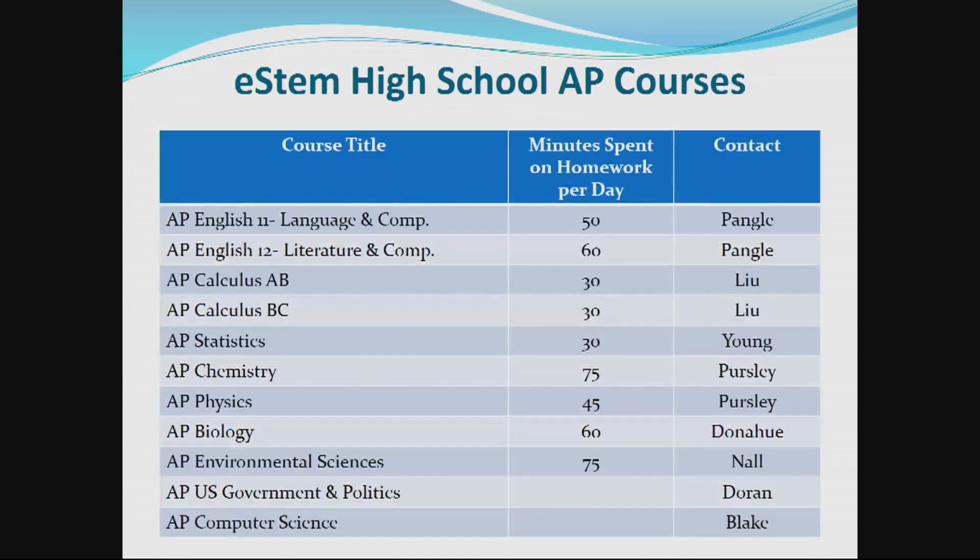The next slide provides an overview of the AP courses offered and the respective teachers. Please take a moment to look over it.